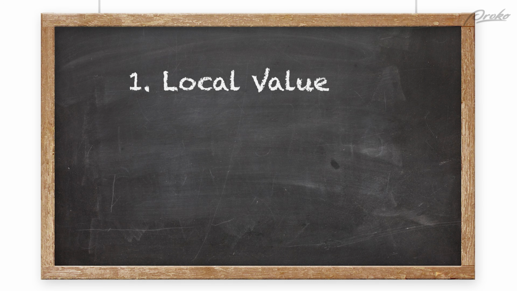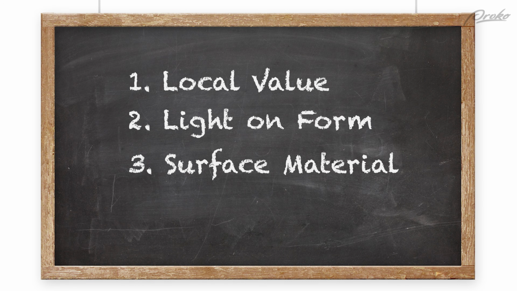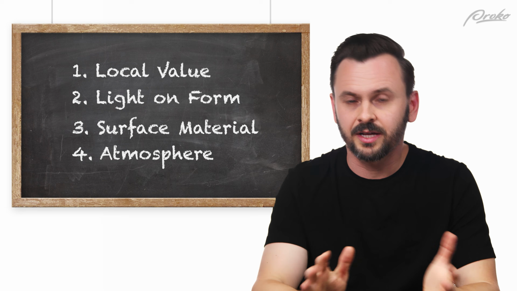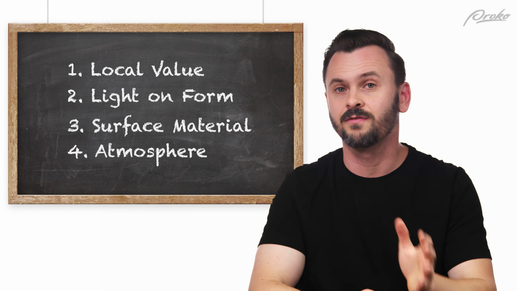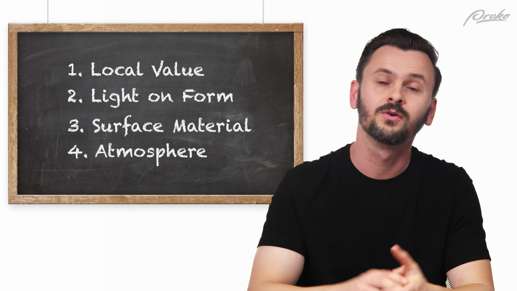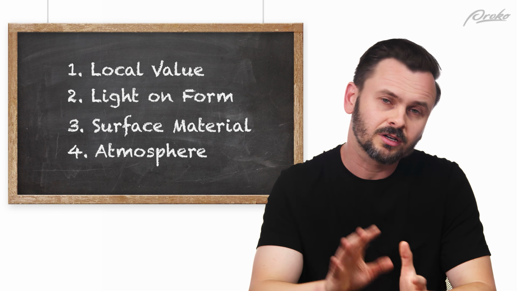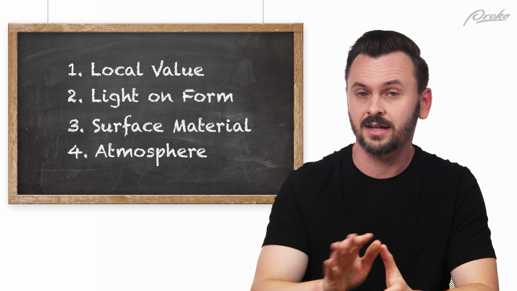Value sources. There are 4 things that determine the values that we see: local value, light on form, surface material, and atmosphere. For beginners, I highly recommend that you start by focusing on those first 2, local value and light on form. The other 2 are a little bit more advanced, and you should come back to them later.